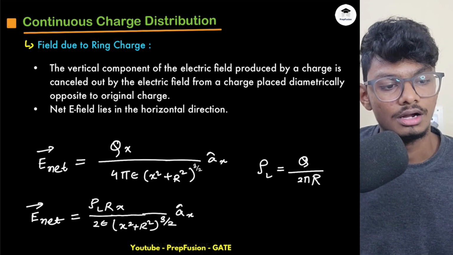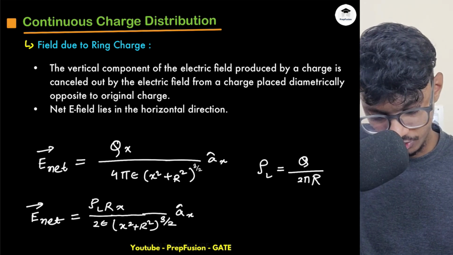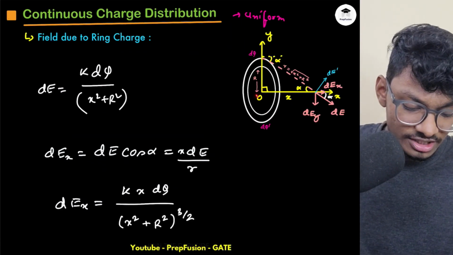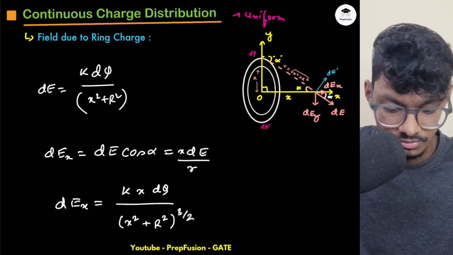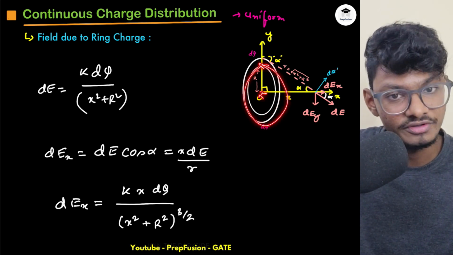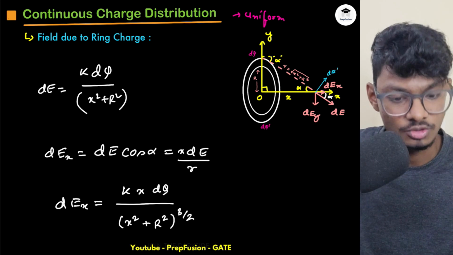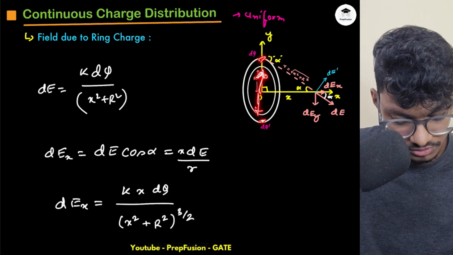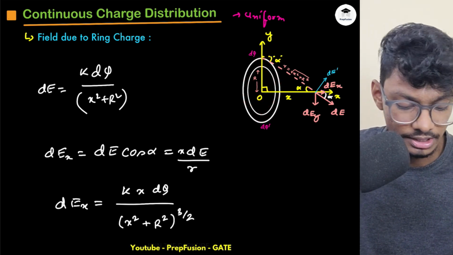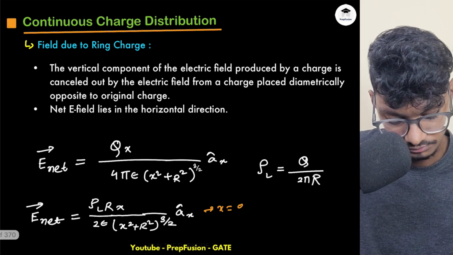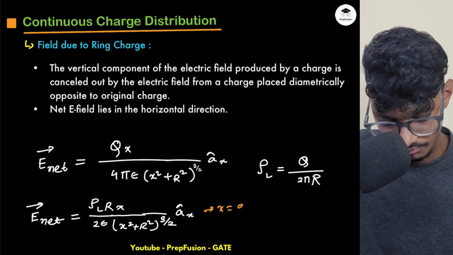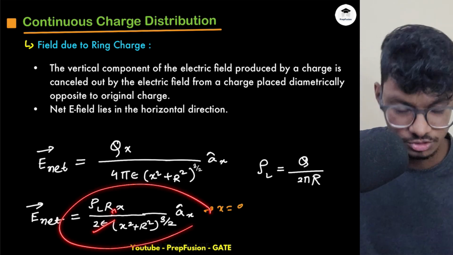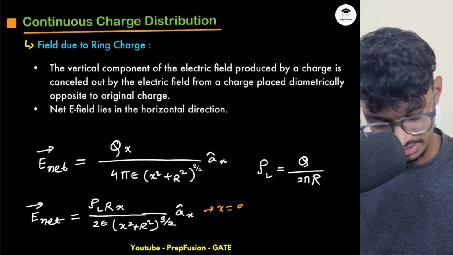Now let's do a quick sanity check. If I put x equal to 0, x equal to 0 means center of the ring. So at the center of the ring, what will happen? This is a regular geometric shape, and at the center of a regular shape with uniform charge distribution, the electric field will be simply 0, because this charge will provide force in this direction, this charge in that direction, and all of them will cancel out. So basically this is correct. If I put x equal to 0, this whole thing goes to 0. So this is correct. E net is 0.